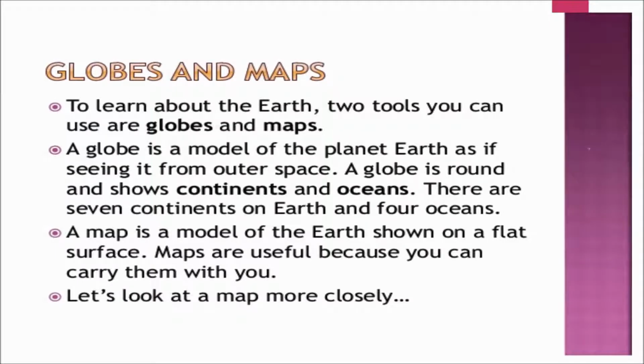Next, we are going to see globes and maps. To learn about the earth, two tools you can use are globes and maps. First, we have to know what is meant by a globe. A globe is a model of the planet Earth as if seeing it from outer space. A globe is round and shows continents and oceans. There are 7 continents on Earth and 4 oceans.